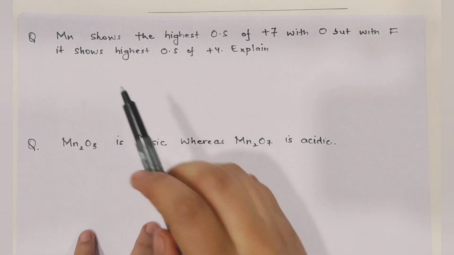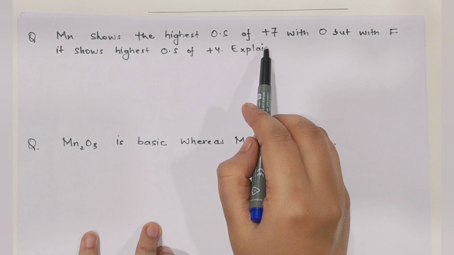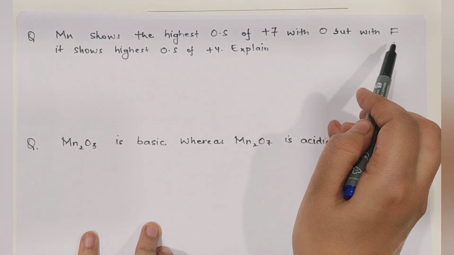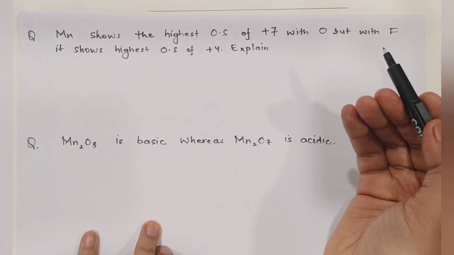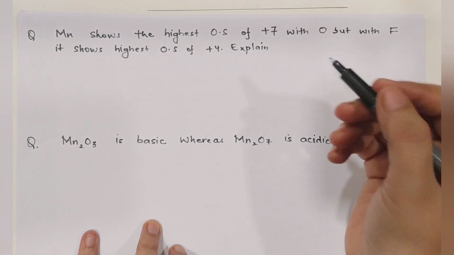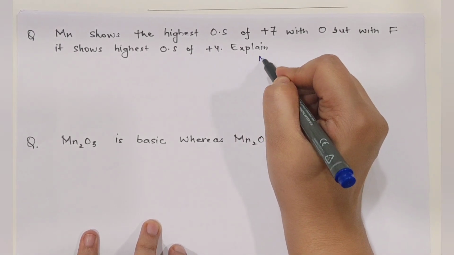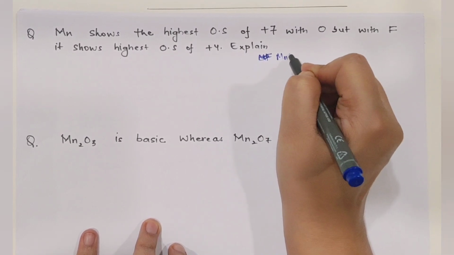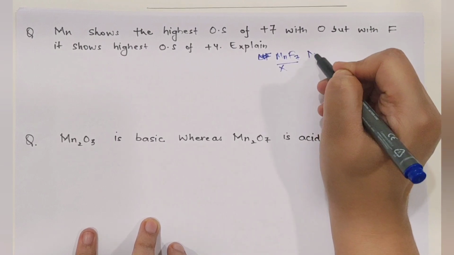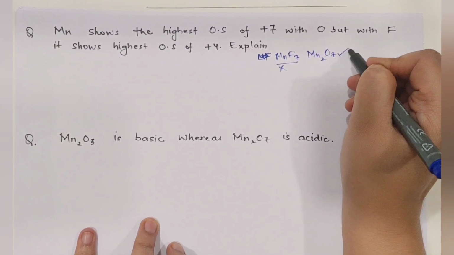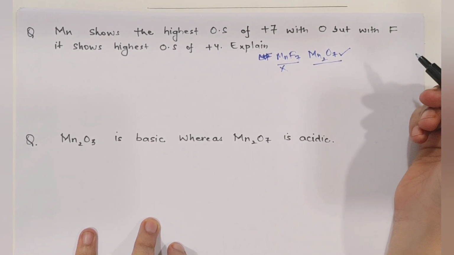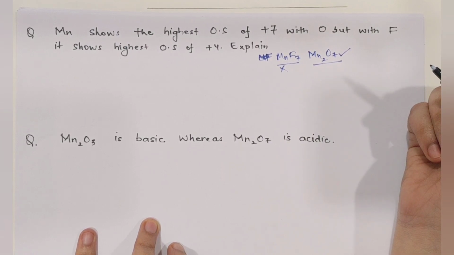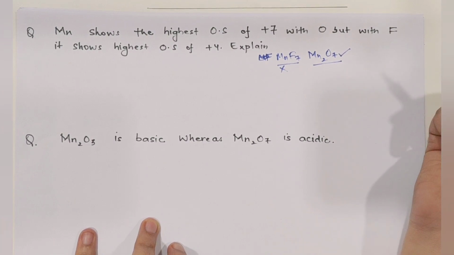The next question is, manganese shows a highest oxidation state of +7 with oxygen, but with fluorine, it shows a highest oxidation state of +4. Explain. This question can be asked in a variety of ways. One of the ways is, why does MnF7 not exist, whereas Mn2O7 does exist. It can also be asked in the way that oxygen and fluorine both are able to attain high oxidation states of manganese, but oxygen is more capable than fluorine. Why?